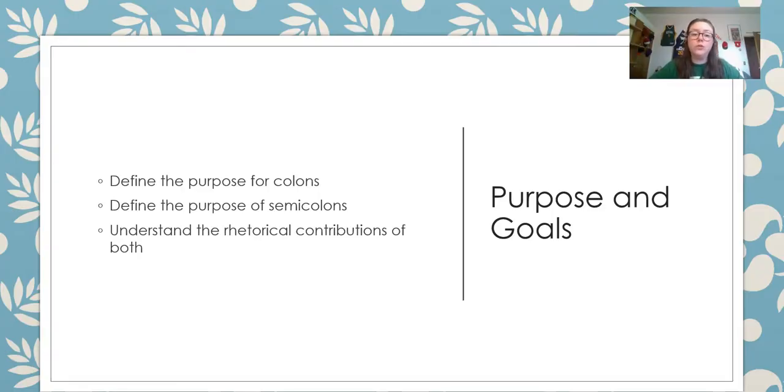The purpose and goals for today's lecture are as follows. We'll define the purpose for colons, next we'll define the purpose of semicolons, and finally we'll understand the rhetorical contributions of both.